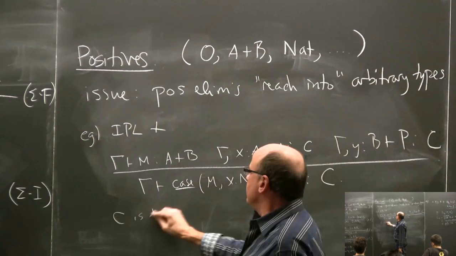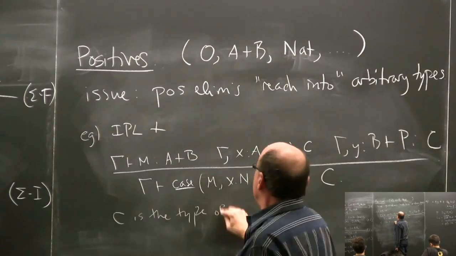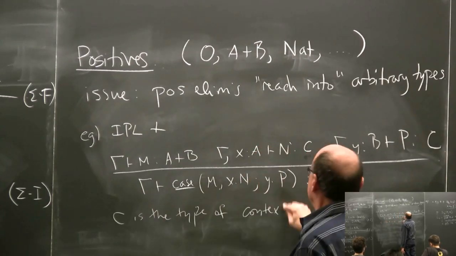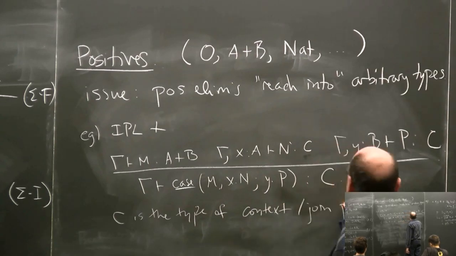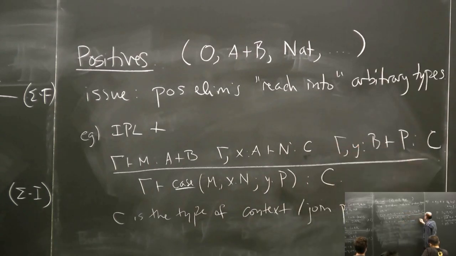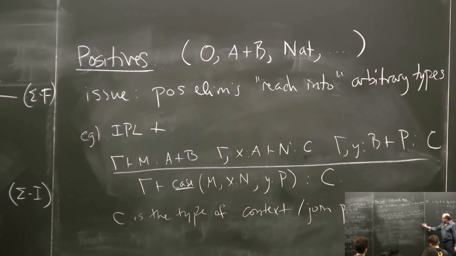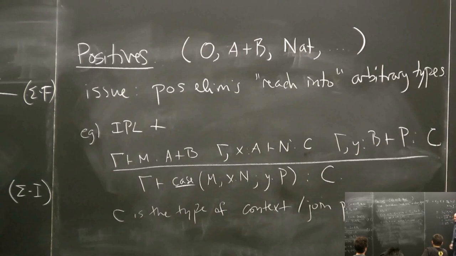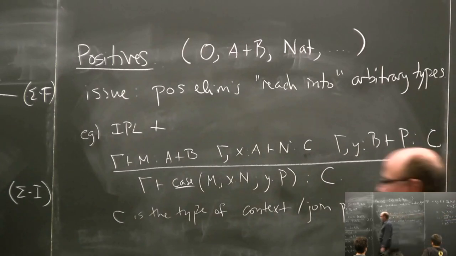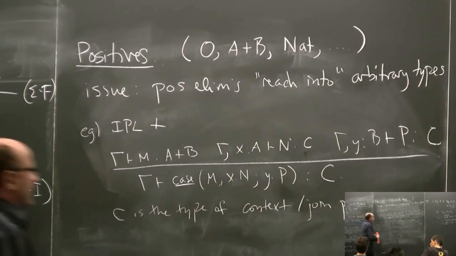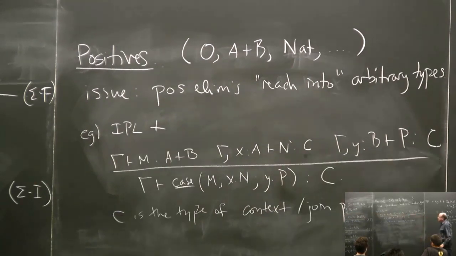C is the type of, we could say, the context or the join point. If you like to think of this in programming terms, you're going to do a branch, and then when you're done, you're going to plug that into a surrounding context which makes use of the outcome of that branch. And so there needs to be a common type C here, which this is expecting regardless of how you went. So that's why that's the rule that you do in the propositional case. So it's a matter of the join point.